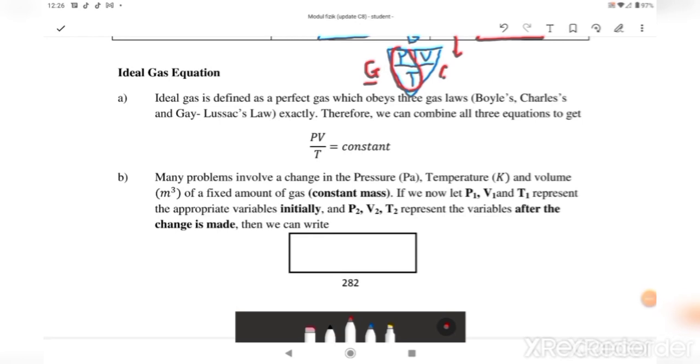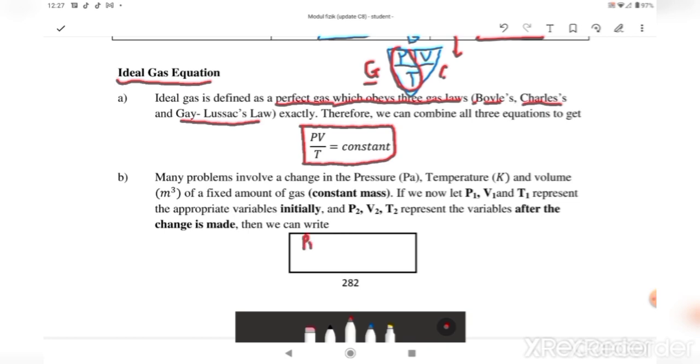Okay, next we proceed to the ideal gas equation. So what is an ideal gas? An ideal gas is defined as a perfect gas which obeys the three gas laws, which are Boyle's law, Charles' law and Gay-Lussac's law. Therefore, we can combine all the equations to get this equation: P1 V1 over T1 is equal to P2 V2 over T2.